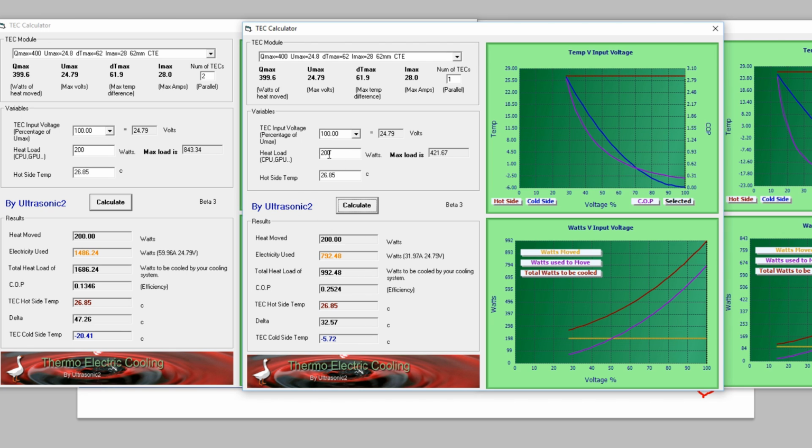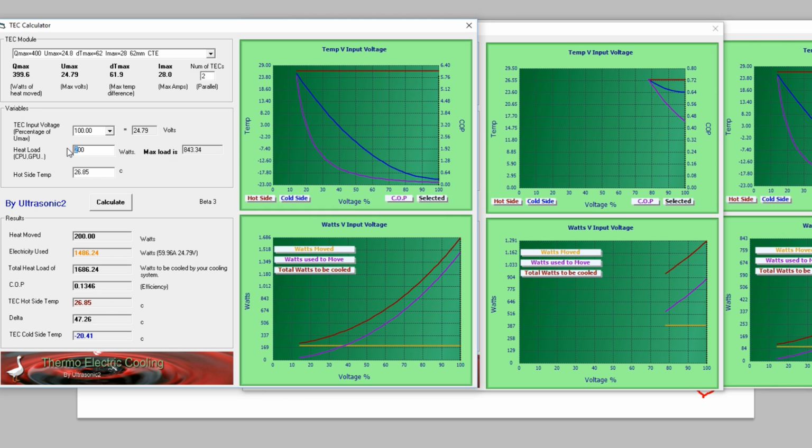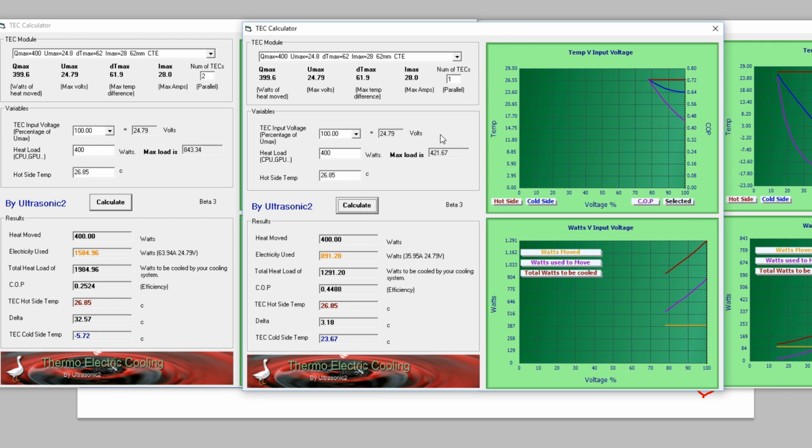Now if we were to crank this up to say 400 watts, we can move that quite a lot. Now let's have a look. Right, with 400 watts, which is pretty close to its maximum for a single TEC, we're using nearly 900 watts of electricity, and we're only achieving a 3 degree delta, which makes this pretty pointless.